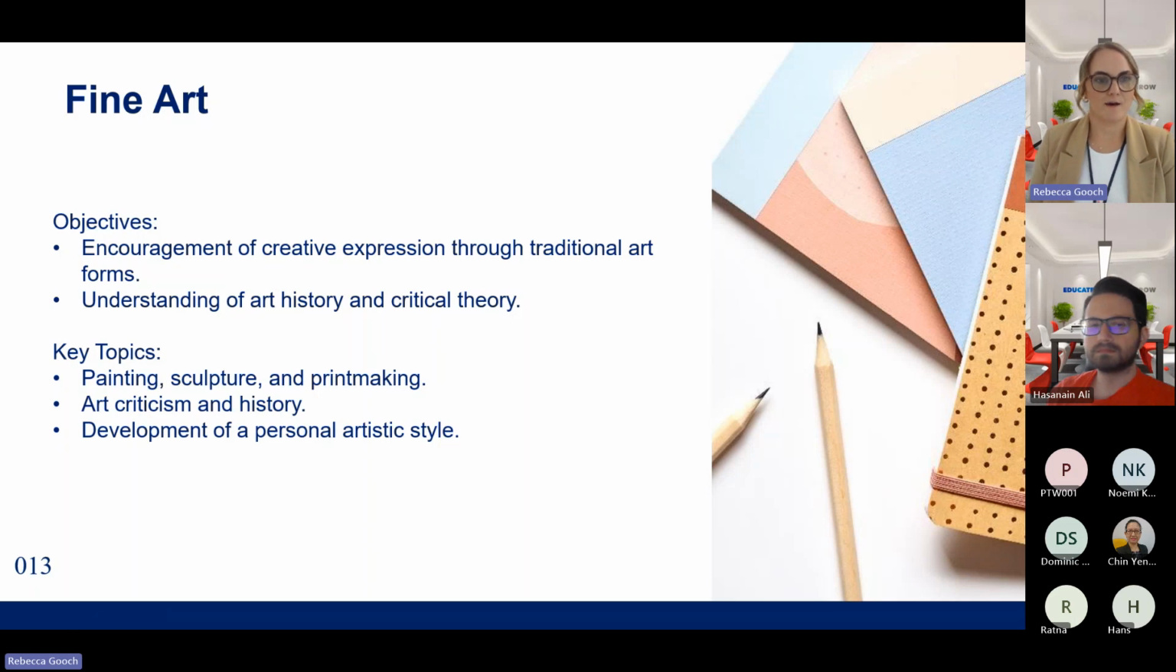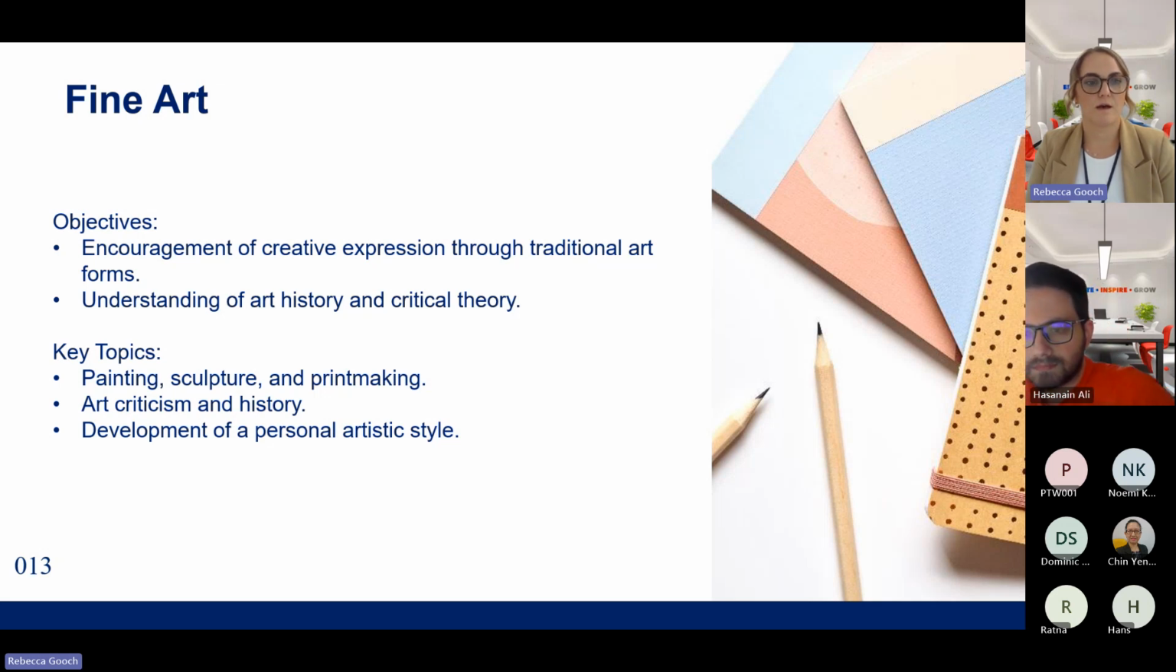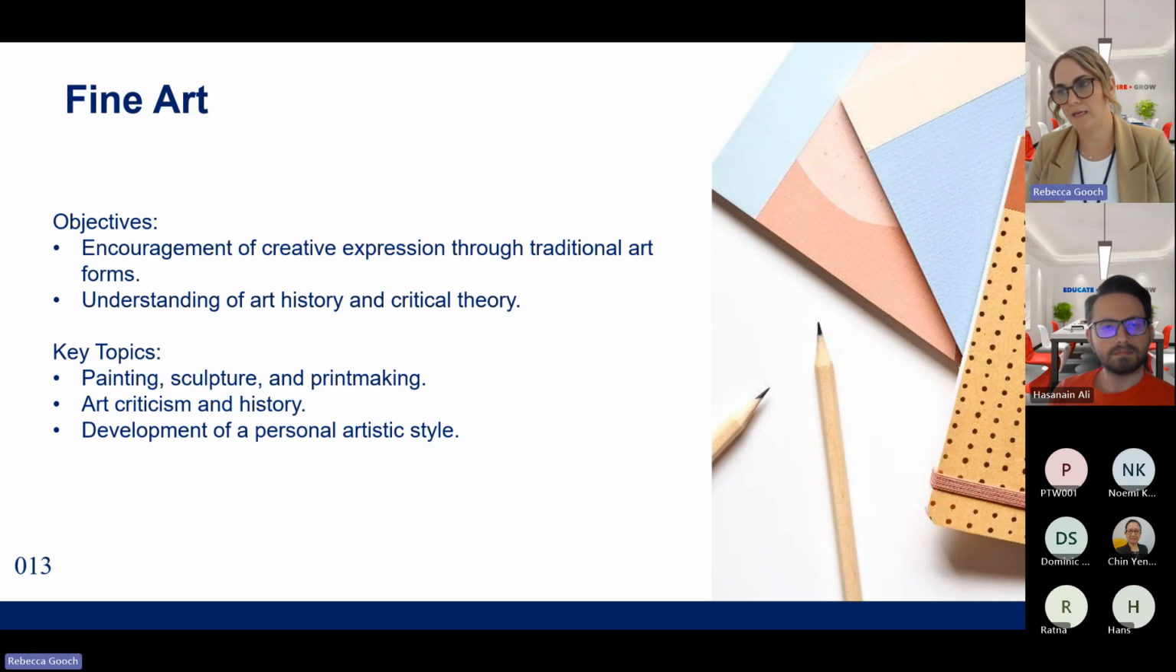Moving on now to Fine Art, which is slightly different in terms of approach as well. So the objectives of the Fine Art unit are really to encourage creative expression through traditional art forms and understanding the art history and the critical theory behind that as well. Some key topics are painting, sculpture, printmaking, art criticism, not in a negative way, but that critique of the history of art and the traditional methods there, and developing a personal artistic style for that individual learner.